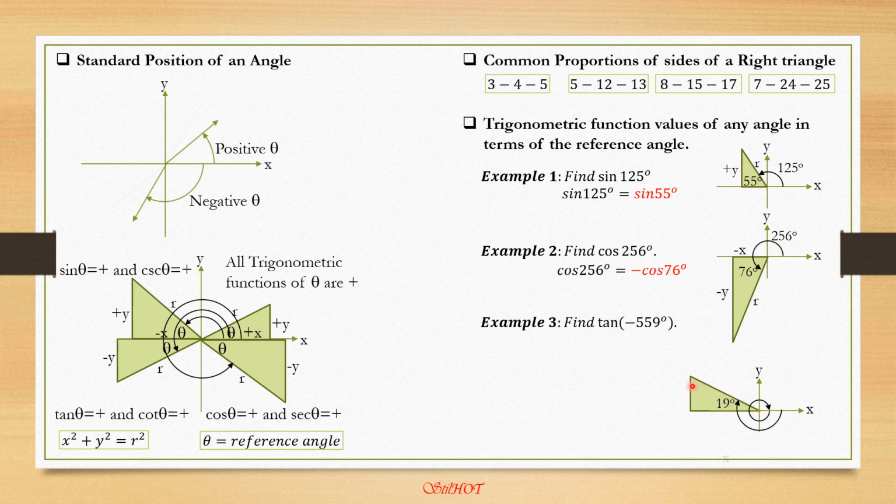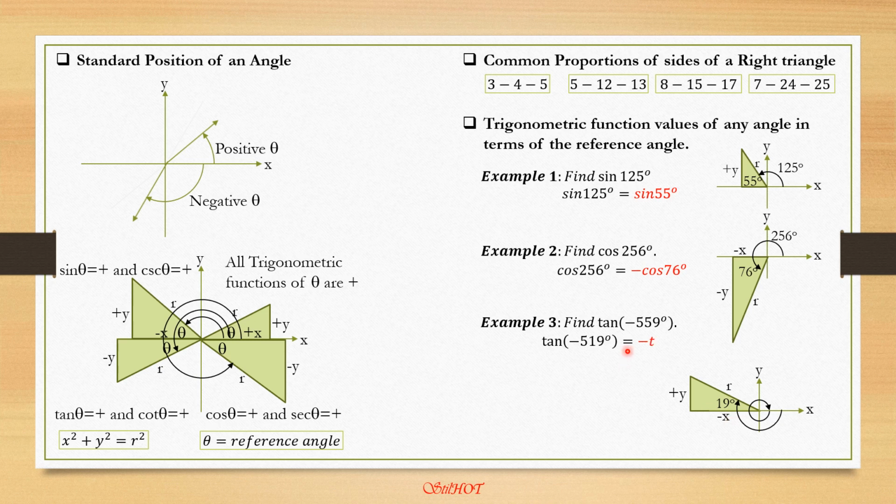So it is in the second quadrant. The reference angle here is 19 degrees. How is 19 degrees obtained? 559 minus 540, up to here in the clockwise direction. So 19 degrees is the reference angle.